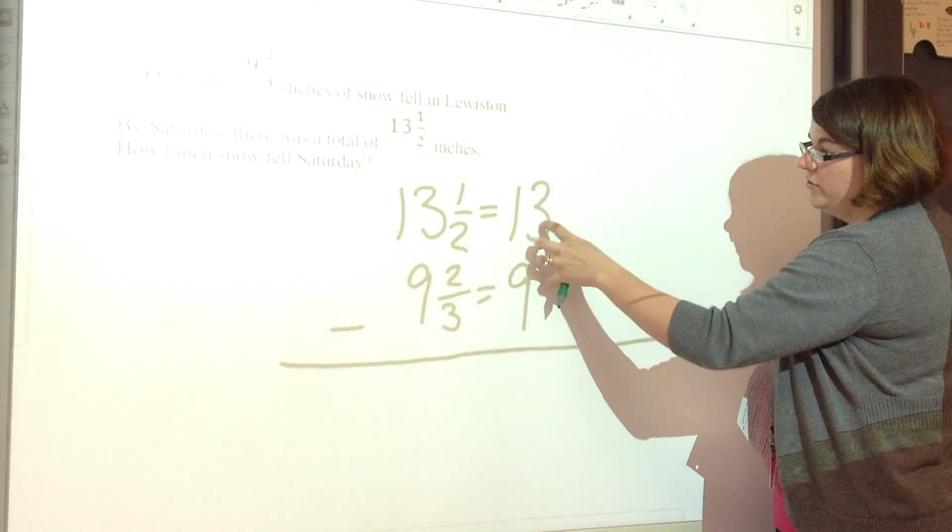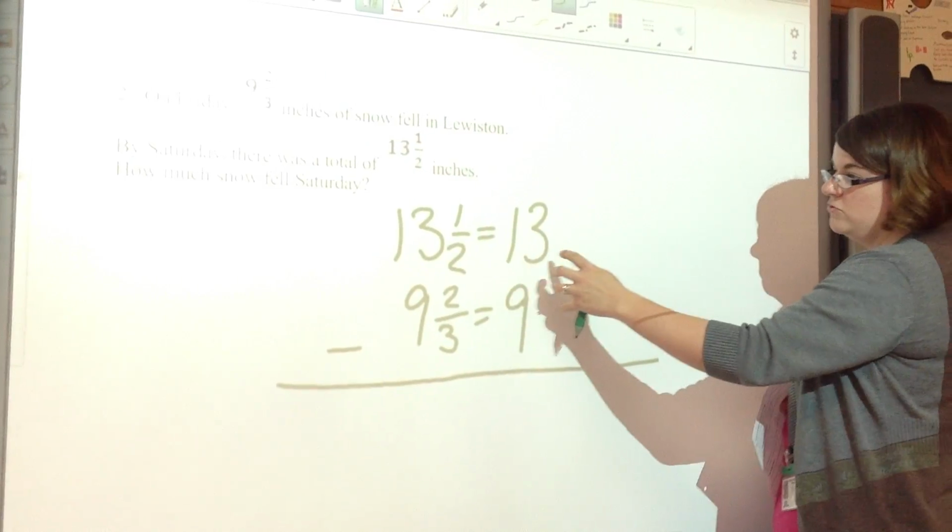So I bring the whole numbers over so we don't lose them. Sometimes students forget that these are out in front. So that's a good reminder here to bring these over.